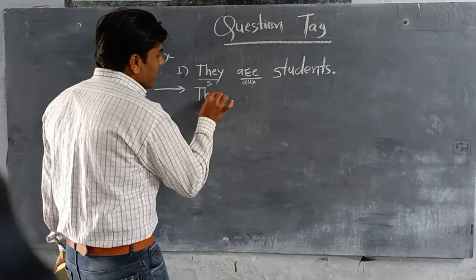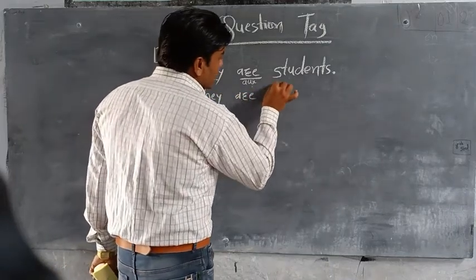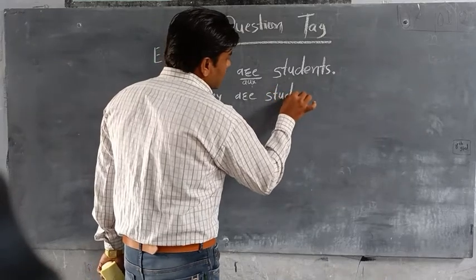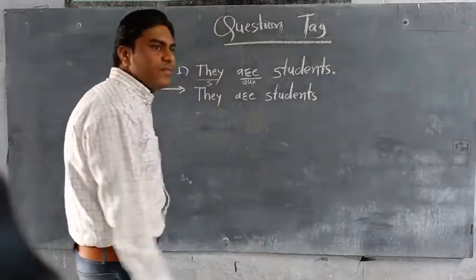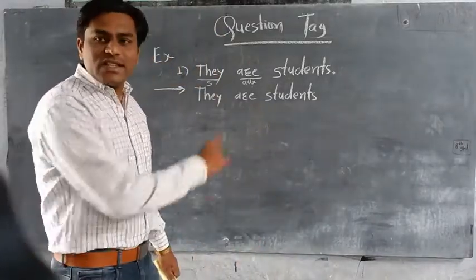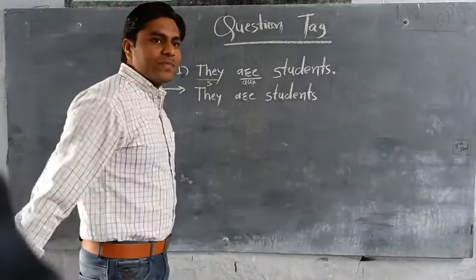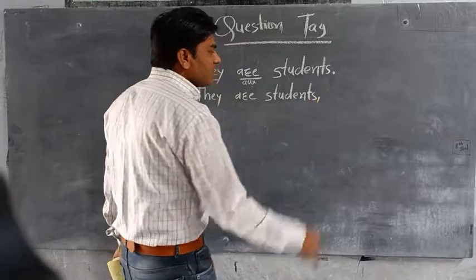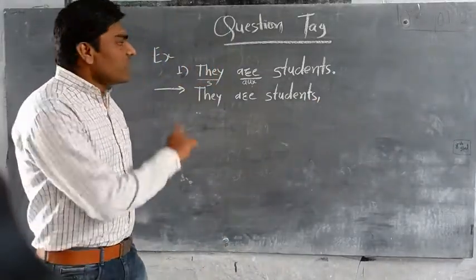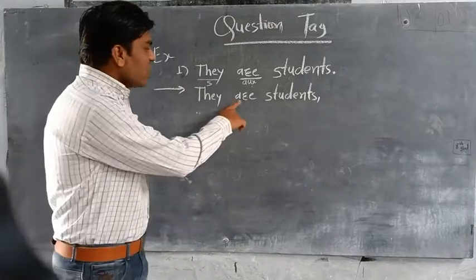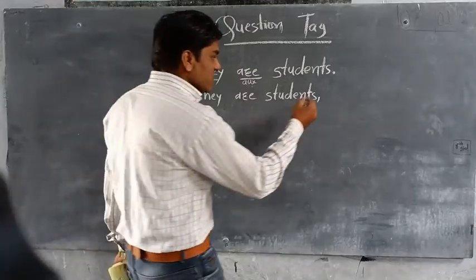They are students. The sentence is there as it is. Then remove the full stop and put a comma there. After this, here is the auxiliary verb are. So we have to write there are as it is.